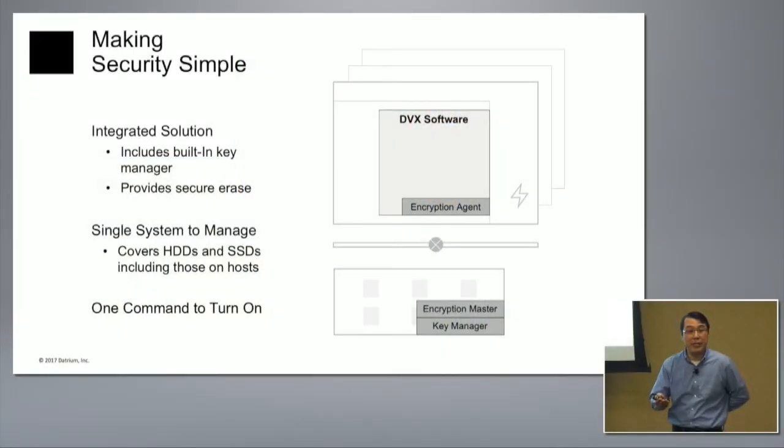And again, a great segue. We try to make it as simple as possible. And the Datrium blanket encryption is an integrated solution. Right? It comes with everything a customer needs to start encrypting data, including a built-in key manager. For most customers, they don't want to deal with the hassle of rolling in an additional key manager. It also comes with features such as secure erase, where you can securely erase the data by forgetting the key.